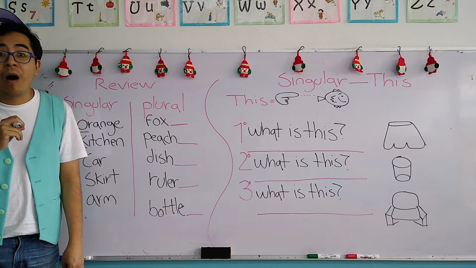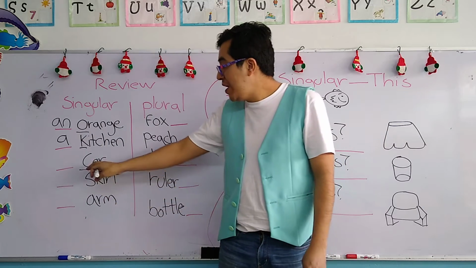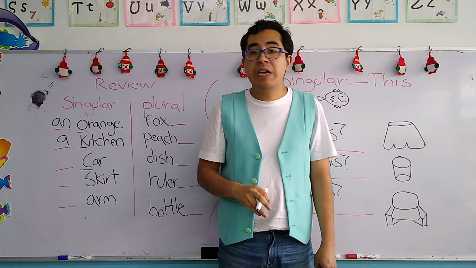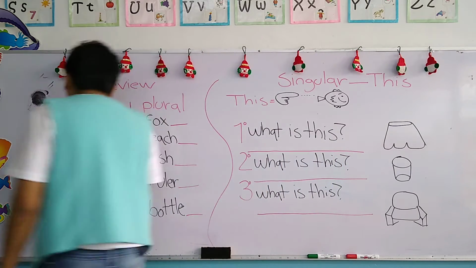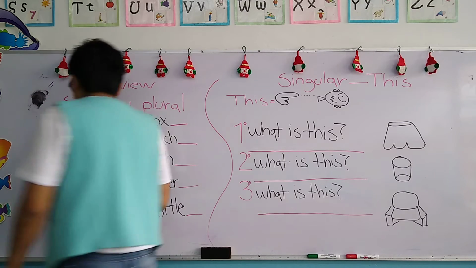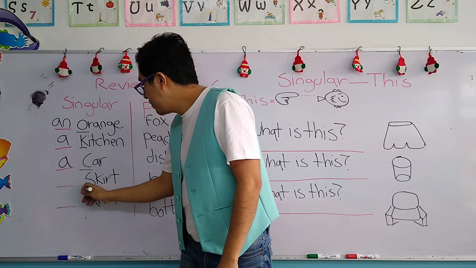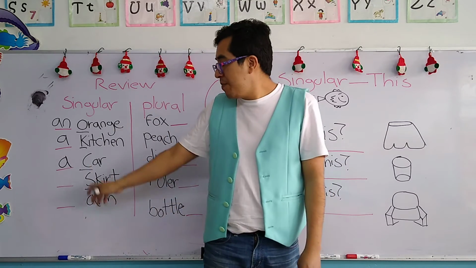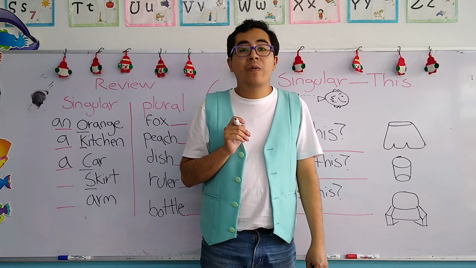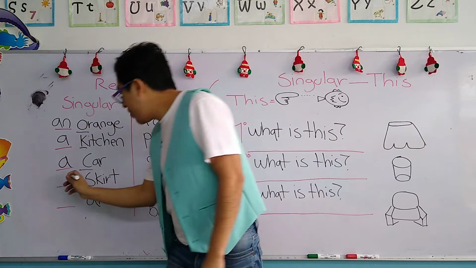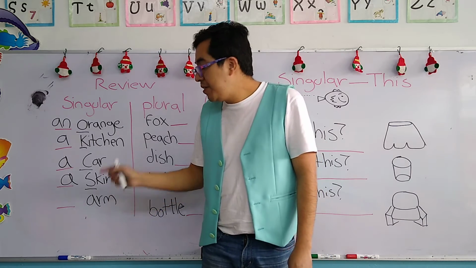Let's continue with number 3. We have a car. Now, the word car begins with the letter C. The letter C, is it a vowel? No, it isn't. So, an or a? A car. Let's continue with number 4. The number 4, it says skirt. Now, the word skirt begins with the letter S. Letter S, is it a vowel? No, it isn't. So, we're going to write a skirt, una falda. Let's continue with the last one.